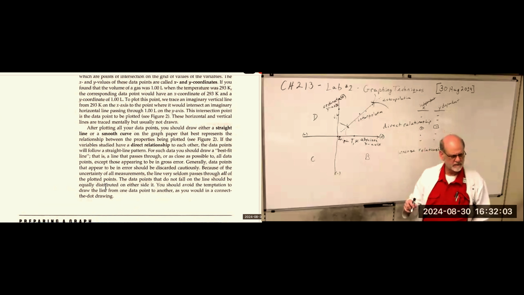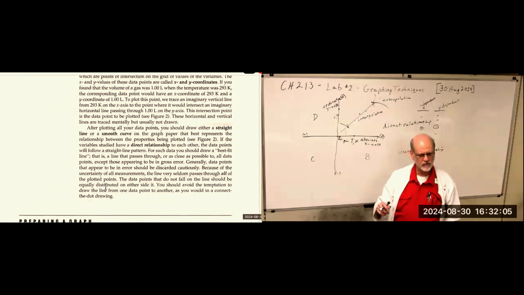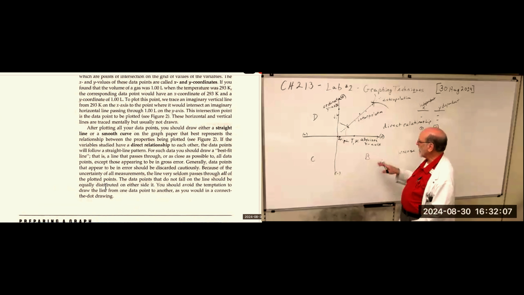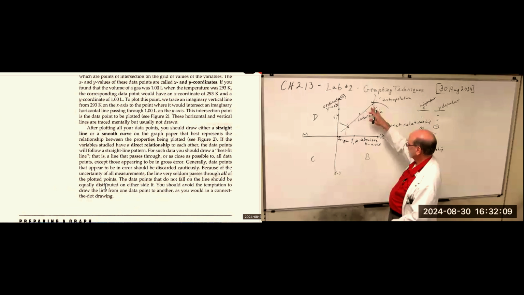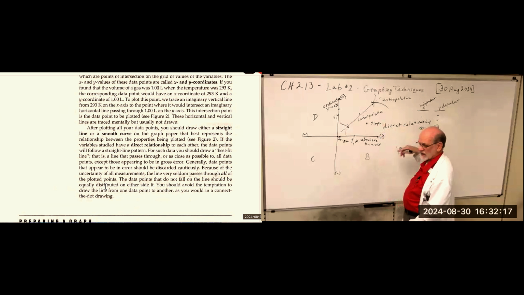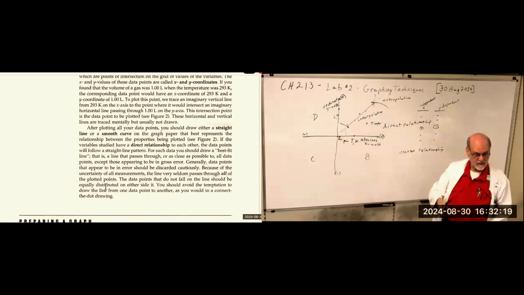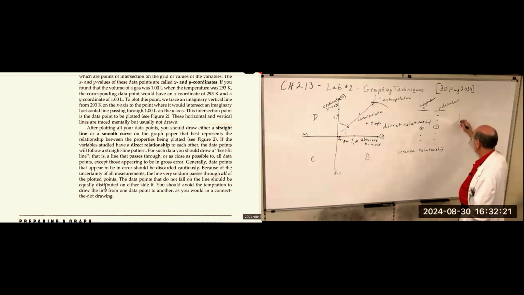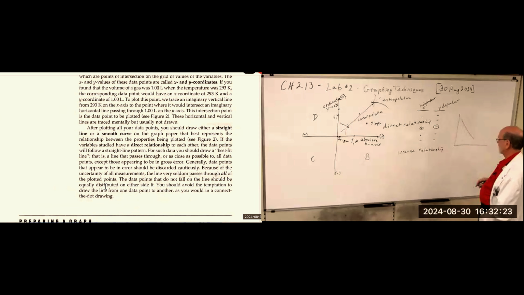Everybody know what slope is? Slope of the line? Okay, rise over run. If you have a positive slope like this one, as temperature increases, volume increases. That's a positive slope. That's a direct relationship. If you have a line that's, say, like this, that's a negative slope. That's an inverse relationship.